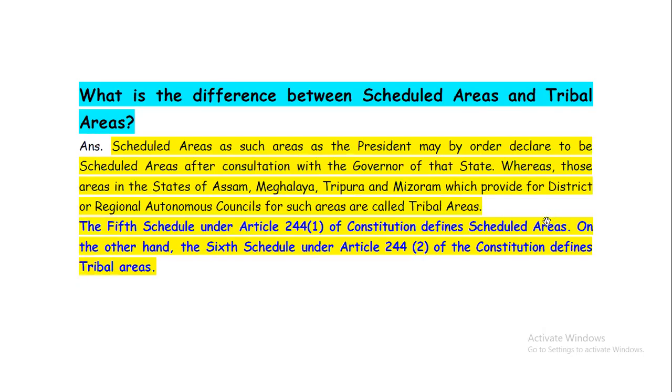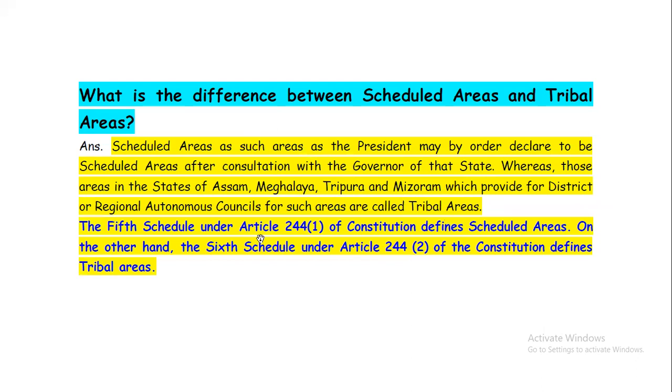So quickly, let us revise: what is the difference between scheduled areas and tribal areas? Scheduled areas are those areas which the president may by order declare to be scheduled areas after consultation with the governor of the state. Whereas those areas in the states of Assam, Meghalaya, Tripura, and Mizoram, AMTM, which provide district or regional autonomous councils, fall under the areas known as tribal areas. So scheduled areas for the fifth schedule, tribal areas for the sixth schedule.